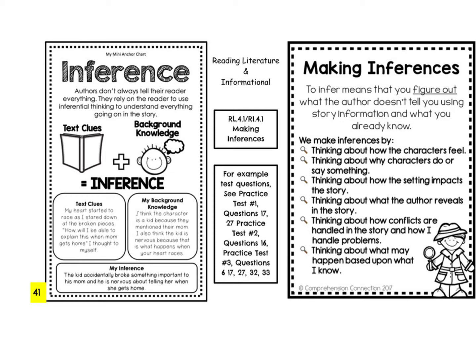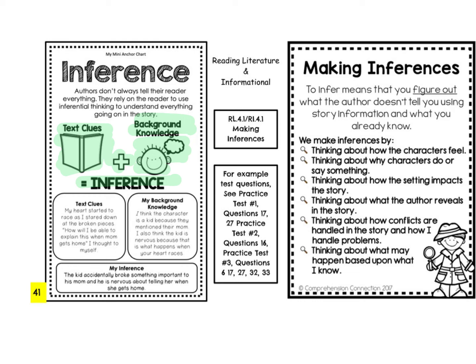As we think about our notes in our interactive notebook found on page 41, our notes give us some clues about how we can grow in making inferences. Authors don't always tell their reader everything. They rely on the reader to use inferential thinking to understand everything going on in the story. I'm going to highlight my formula. Text clues plus background knowledge equals an inference. Thank you to those who are highlighting with me.